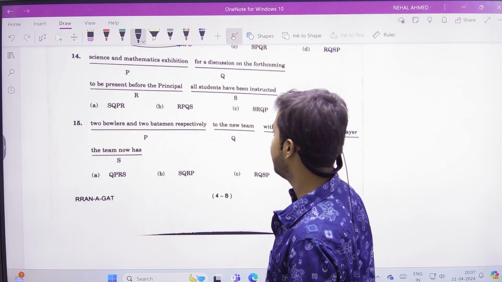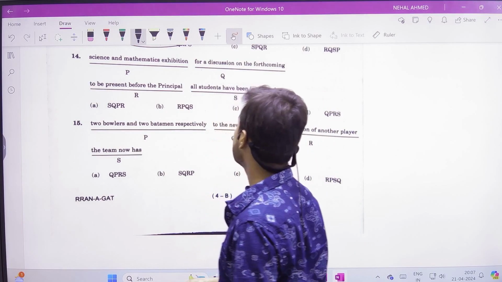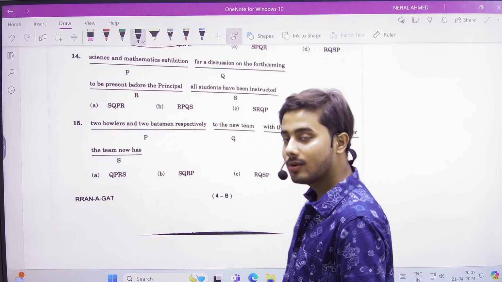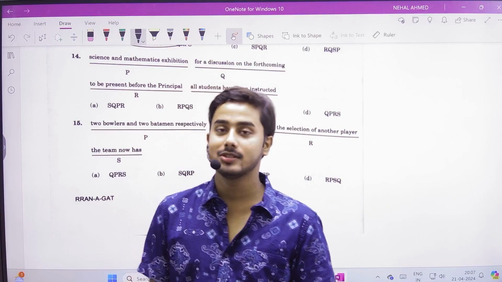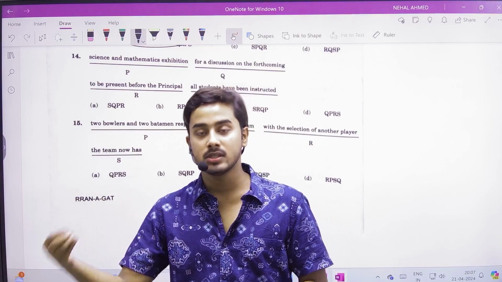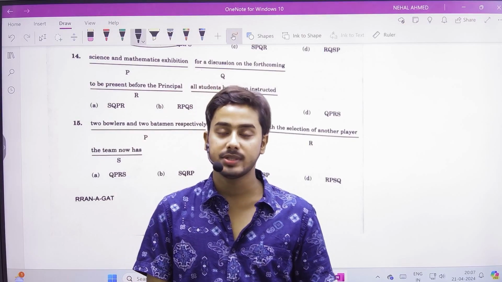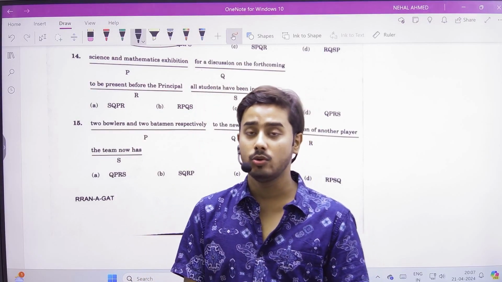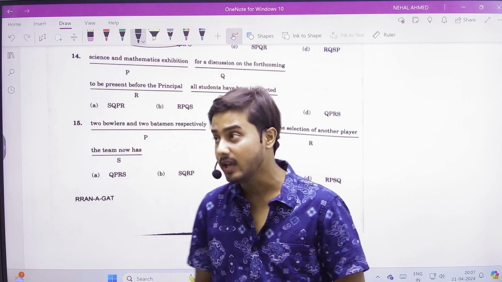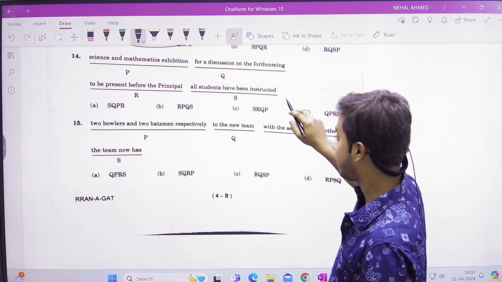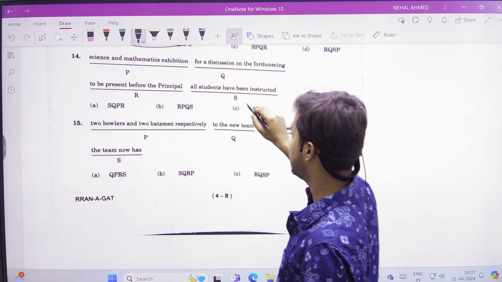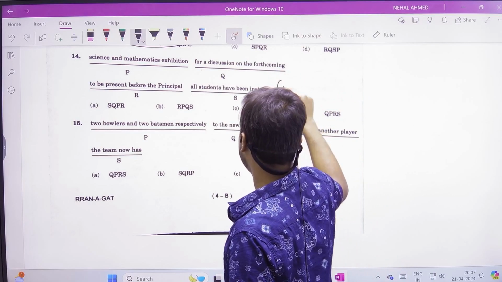Science and Mathematics exhibition for a discussion on the forthcoming to be present before the principal, all students. So I believe that people who are into colleges and school know this, that whenever students are being notified something about a decision or opinion from the higher authority, it starts with the notion that students are hereby instructed or students are hereby being made aware. So you see, we do have that phrase in the sentence. So we start our sentence with this: all students have been instructed, right? So this becomes inevitably the first part of the sentence.